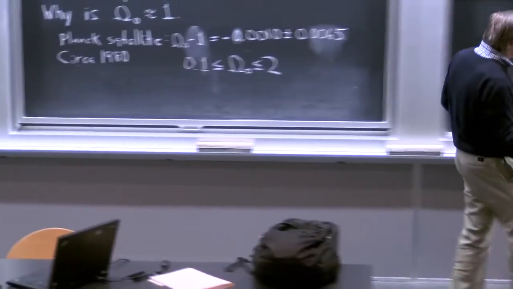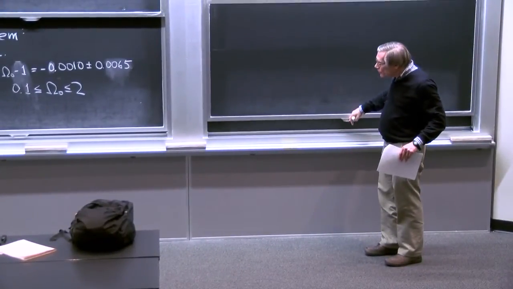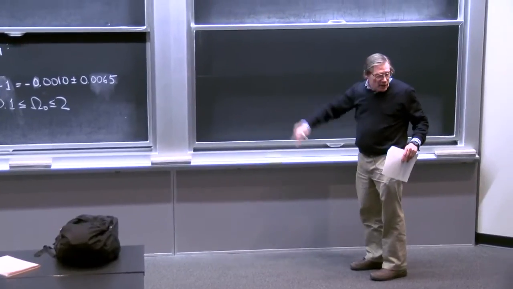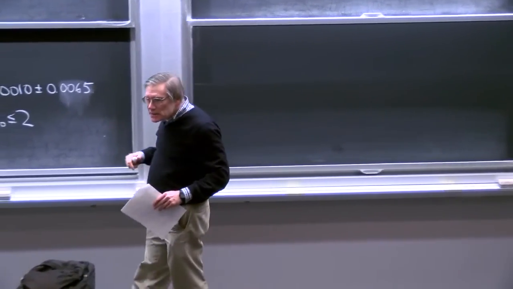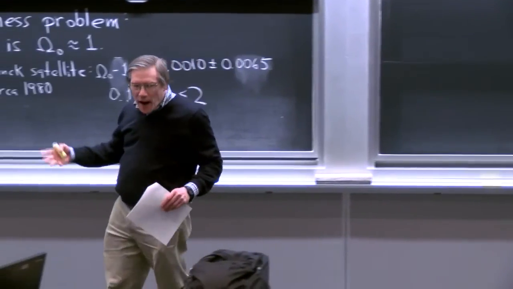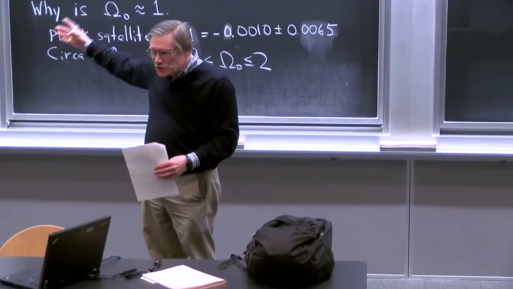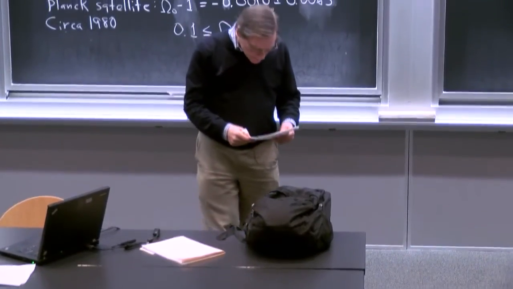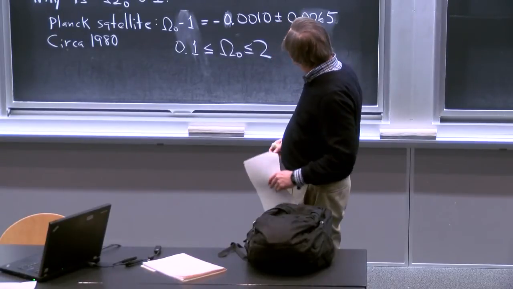So the question we want to ask is how close did omega have to be to 1 in the early universe to be in either one of these allowed ranges today? And for the early universe, I'm going to take t equals 1 second as my time at which I'll do these calculations. And historically, that's where this problem was first discussed by Dicke and Peebles back in 1979.